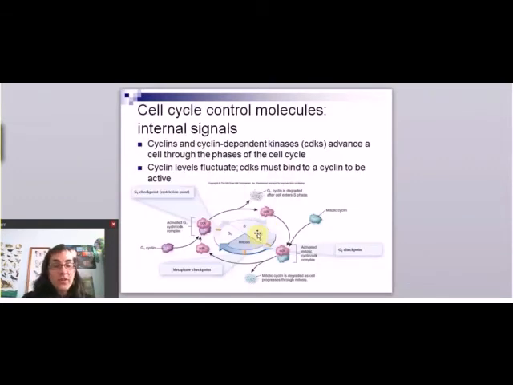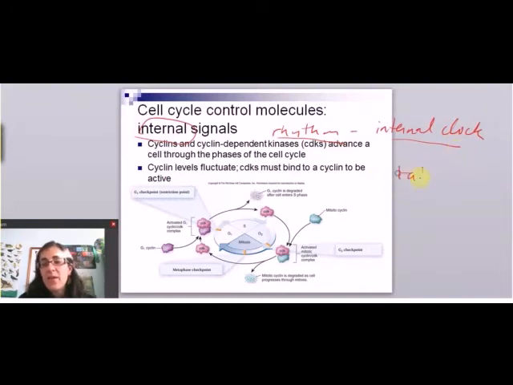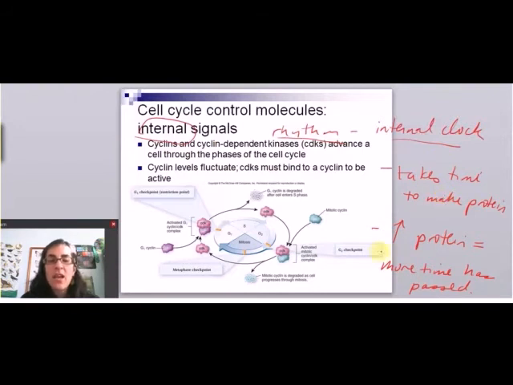So the cell is not just responding to its environment. I said that external signals control division, but there's also an internal rhythm. And I like the word rhythm because it's almost like an internal clock. It uses proteins to make this internal clock. So basically it takes time to make proteins, right? The cell has to transcribe and translate that. And so if I have an increasing amount of the protein, that's going to tell the cell that more time has passed. So that's why it's like an internal clock. It takes time to make the protein. So as the protein levels rise, the cell knows that more time has passed.